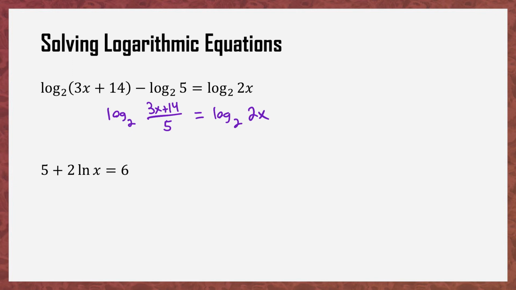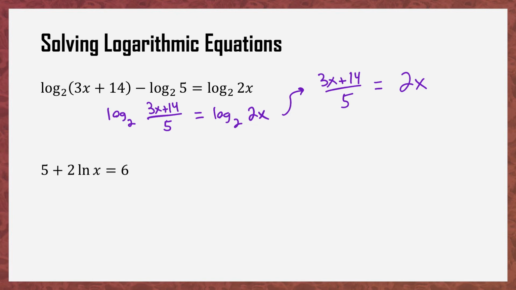So that might not look like it's a lot simpler, but it actually is a lot simpler because there's a log base 2 on both sides. We can now use the one-to-one property to just say, and I'll rewrite it over here, (3x plus 14) divided by 5 equals 2x. And this is not a typical looking equation, but it is just an equation. And we can solve this. There's no more weird words like log in there, and there's not even any exponents.